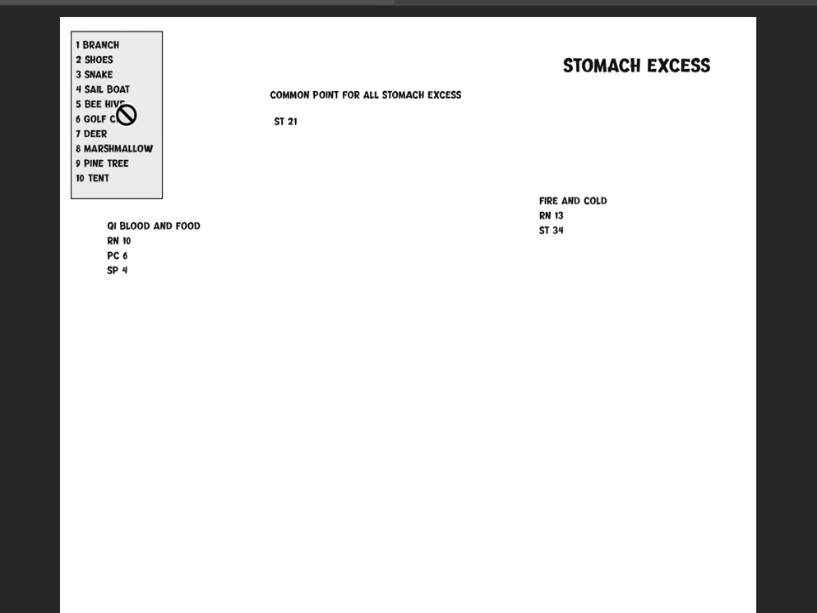We're going to look at a story for stomach excess. When you look at the common point for all stomach excess, it's stomach 21. Then you can see there's two other areas, and they're completely different: one for chi, blood, and food in your stomach excess, and one for fire and cold in your stomach excess. So I'm going to put them together in kind of one story, but you might want to break them apart to better remember them.